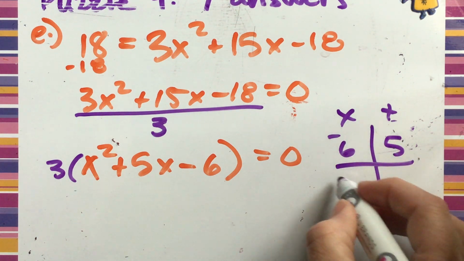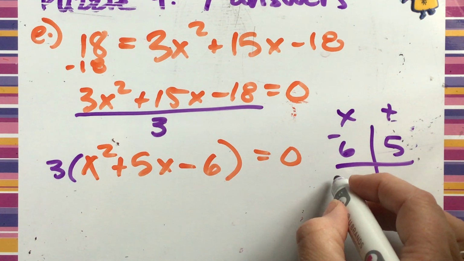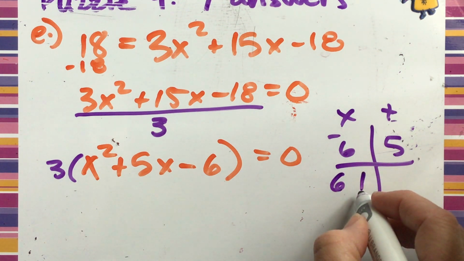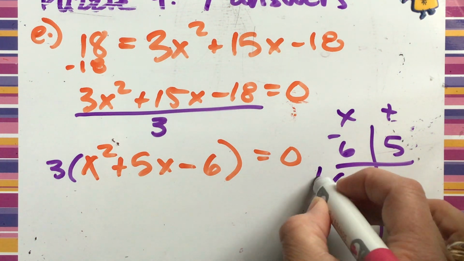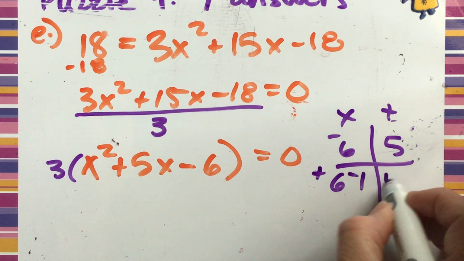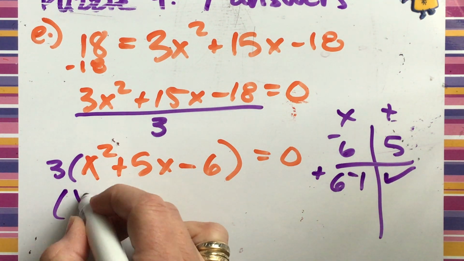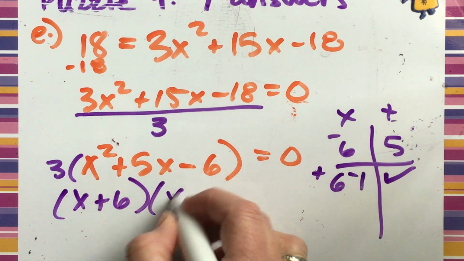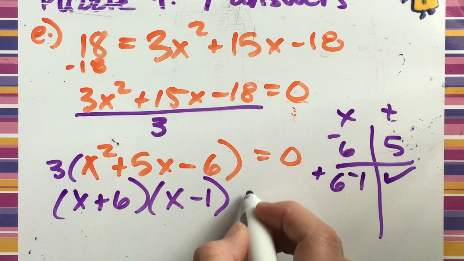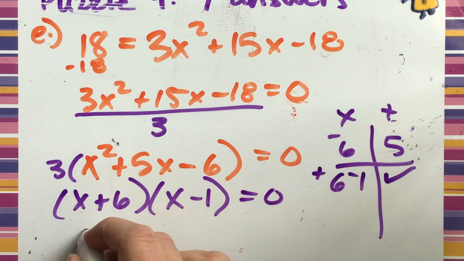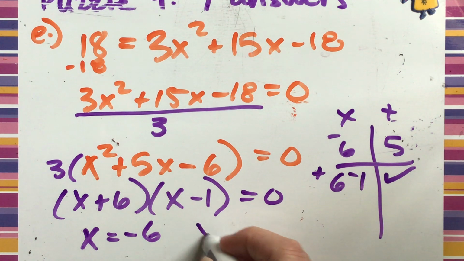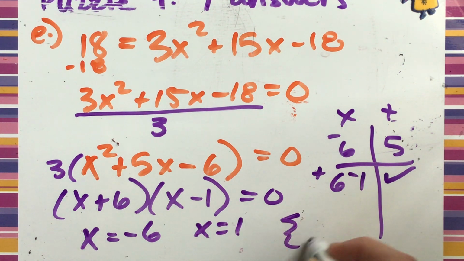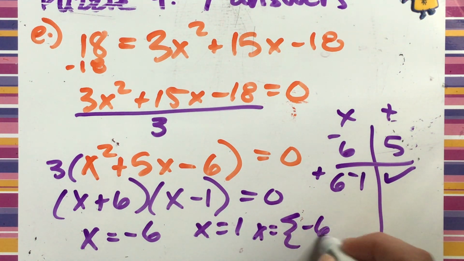Okay, I need to have one negative number. Well, how about 6? If I do 6 plus 1, it's got to be positive. So it looks like I'm going to have positive 6 and negative 1. I combine them to 5. Great. I'm going to end up with x plus 6 and x minus 1 equals 0. I can already tell my solutions are going to be x is equal to negative 6 and x is equal to 1. Solution set, negative 6 comma 1.